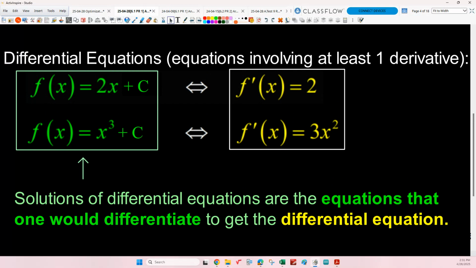Okay. So then, really what we're setting ourselves up to do is solve differential equations. Well, what's a differential equation? A differential equation is an equation involving at least one derivative, right? So if the solution is 2x plus C, then the differential equation for which this is a solution is the equation f prime of x equals 2. That's the differential equation that we would solve to produce this general solution. Okay? The green statements are the general solutions of the yellow differential equations. Make sense?